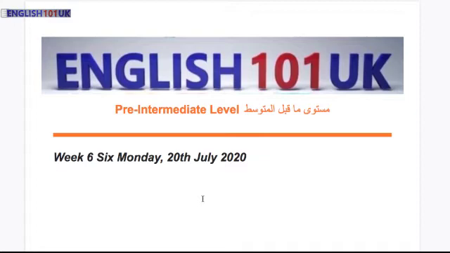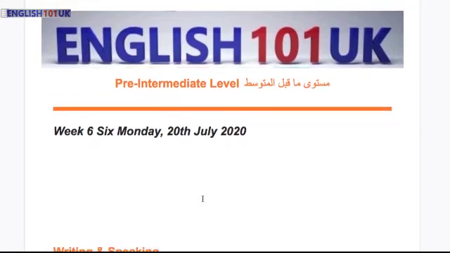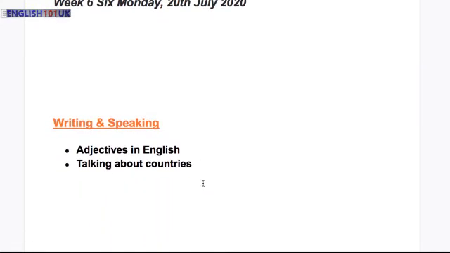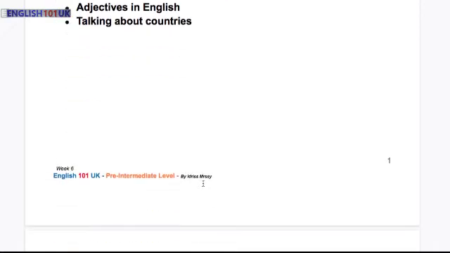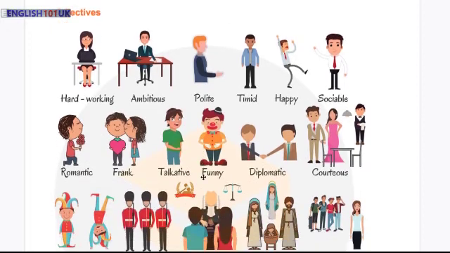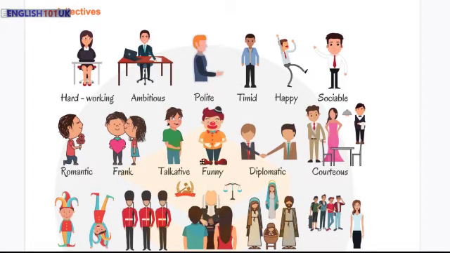This lesson is made for the pre-intermediate level. In this lesson we are going to have a look at adjectives and how to talk about countries in English. First, let's have a look at some of these adjectives which are clearly shown in these pictures.